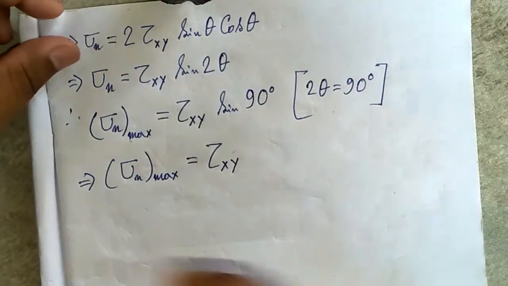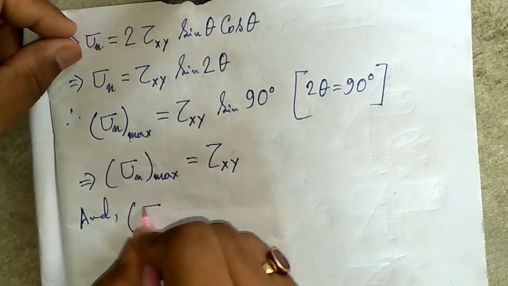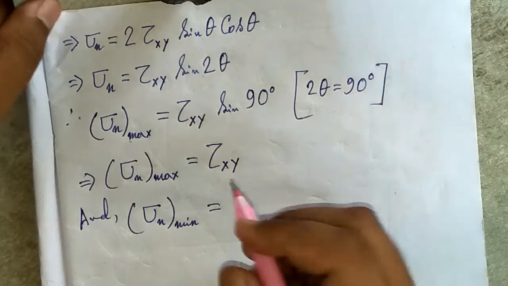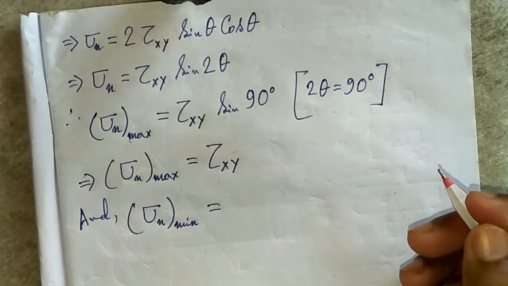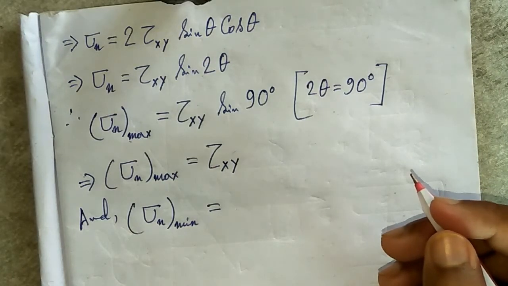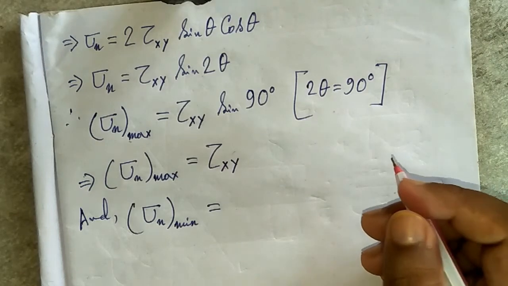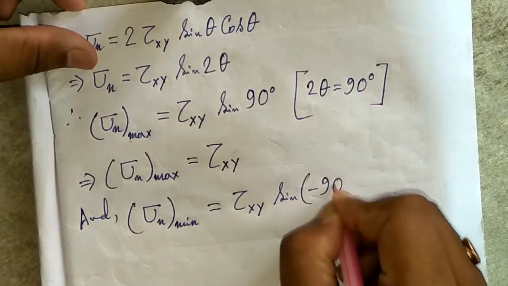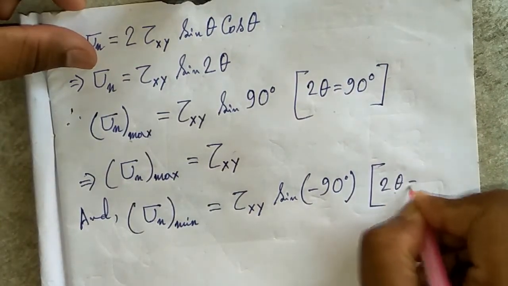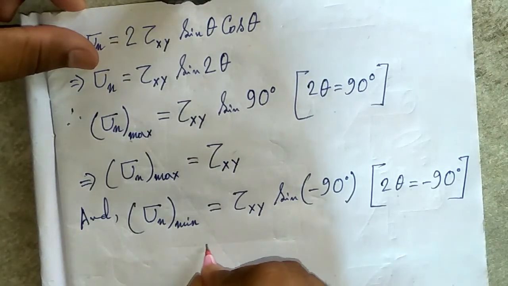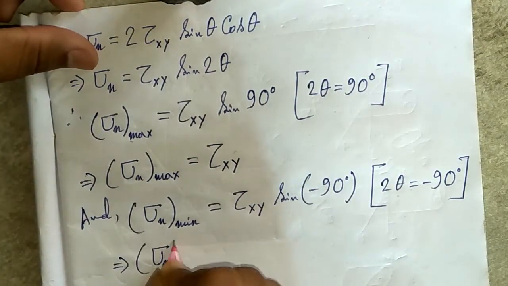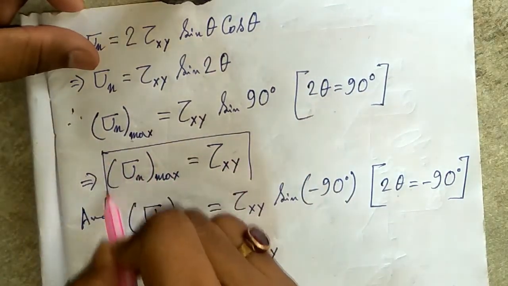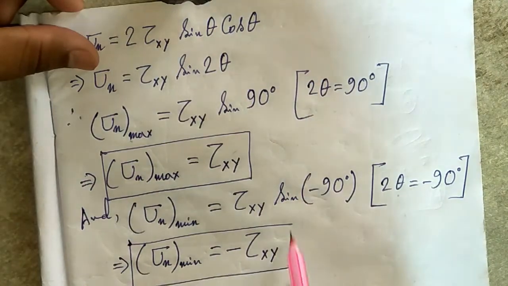Now the minimum value of sigma n will occur when 2 theta is minus 90 degrees, because we know that sine of minus theta equals minus sin theta. So that becomes tau xy sine of minus 90 degrees. So sigma n min equals minus tau xy. This one is for the maximum value and this one is for the minimum value.